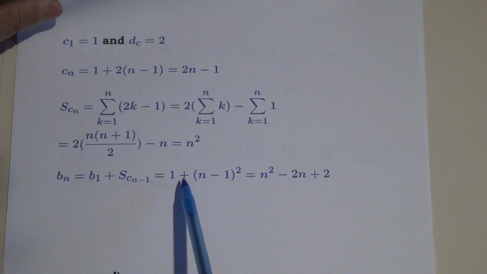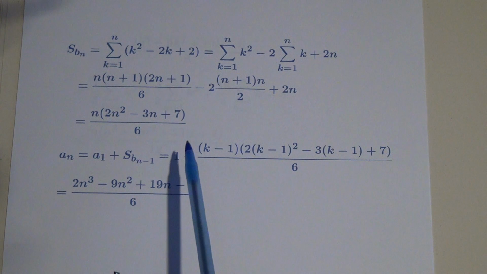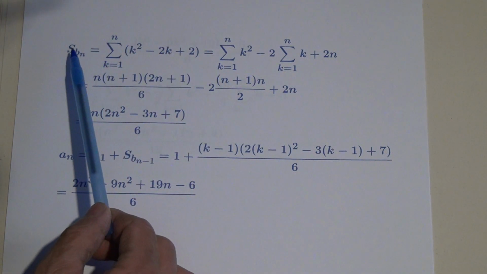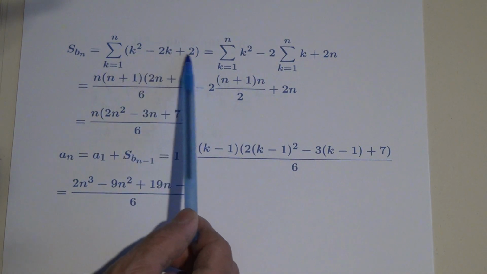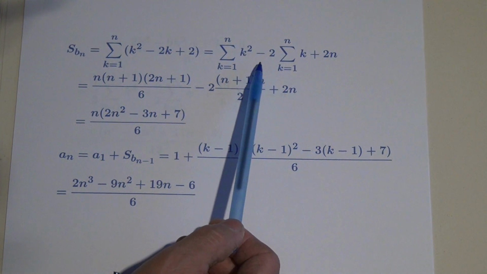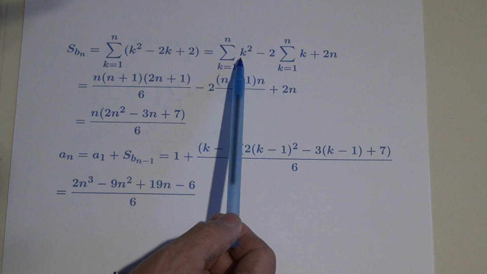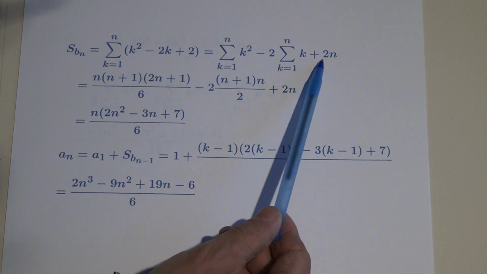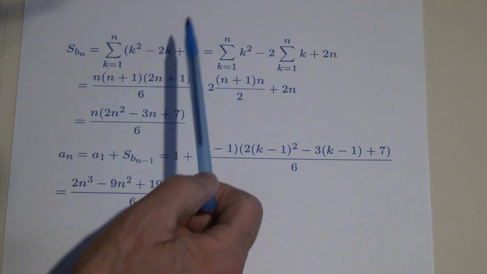Once you have a general term, we can get the sum by adding sigma notation, as we see here. So the sum of the first subsequence will be sigma of the general term. Okay? General term. So sigma k squared minus 2 times sigma k plus 2n. If you don't have any k, you just multiply.